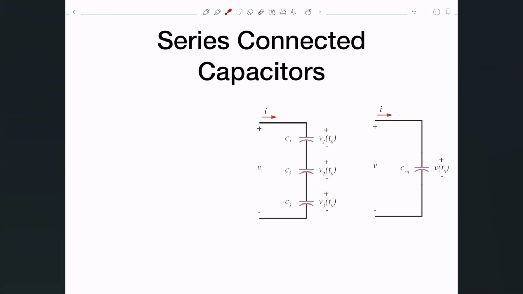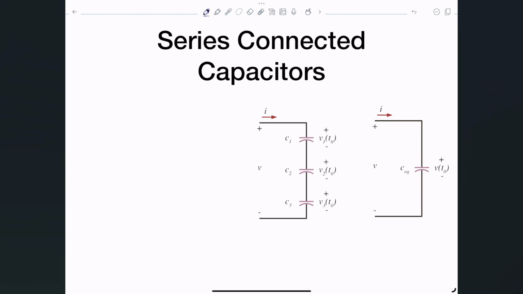So in this example, what I'm interested in is three different capacitors, C1, C2, and C3. They have these particular capacitances, and each one of them will have an initial voltage of V1(t0), V2(t0), and V3(t0). Initial voltage meaning that initially each one of them will have its own stored energy, and of course they do share the same current. So what I'm interested in is replacing these three by their equivalent capacitor, C equivalent. And of course, I'm also interested in the initial voltage that is stored across this equivalent one.